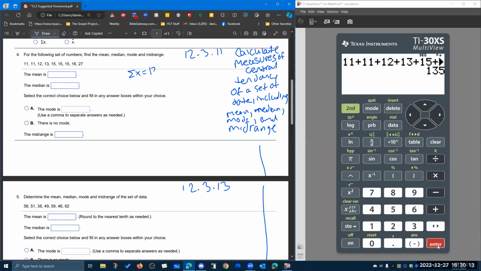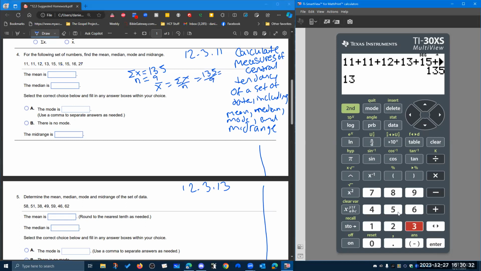So this is 135. There are 1, 2, 3, 4, 5, 6, 7, 8, 9 things in my list. So my x bar is going to be my sum of my x's divided by my n. It's going to be 135 divided by 9. It's going to be 15. So the mean is 15.